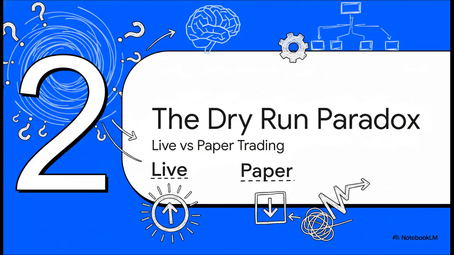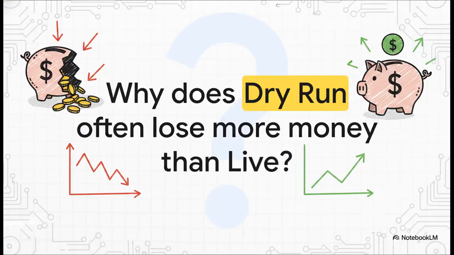Moving on to Section 2, the dry run paradox, comparing live versus paper trading. Now, you might be wondering about this because it's literally the most common operational question we see. Why on earth does dry run often look so much worse and actually lose more money than live mode? I mean, you'd think they'd be totally identical, right? Well, they actually aren't. And the reason why is a massive, massive advantage for you when you're in live mode.